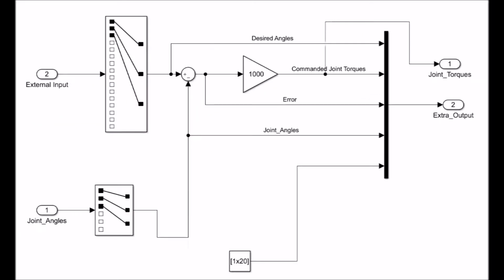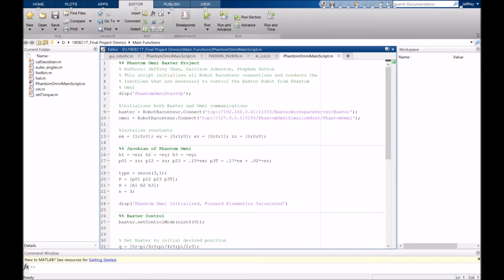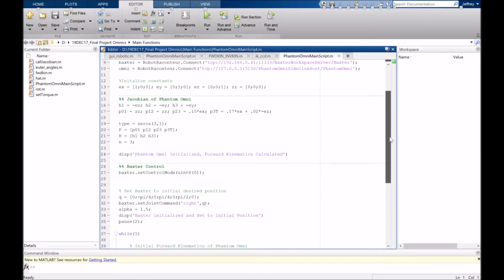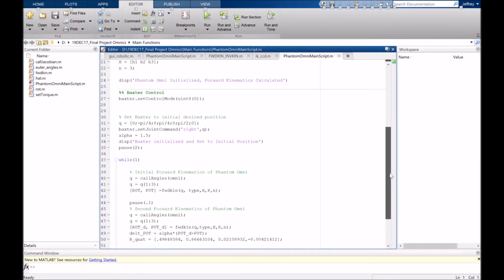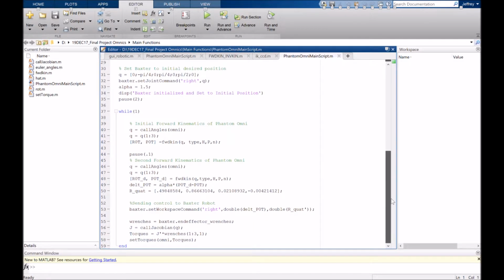We then built a simulating file that gave us the properties needed to control the Phantom Omni using MATLAB. In MATLAB, we wrote a script that would take the forward kinematics of the Omni and output a delta position. This delta position was sent to the Baxter robot through a ROS node and interpreted in that system with inverse kinematics so that the Baxter robot could teleoperate. Here's a video describing the procedure.